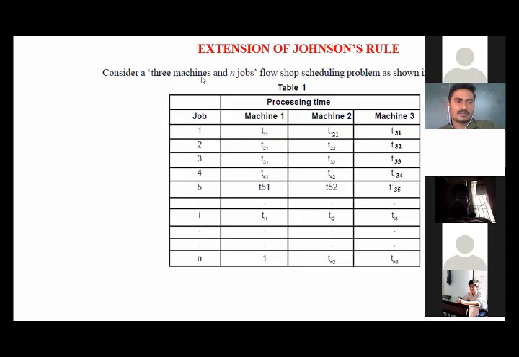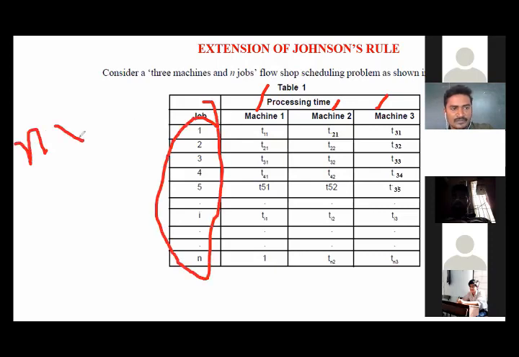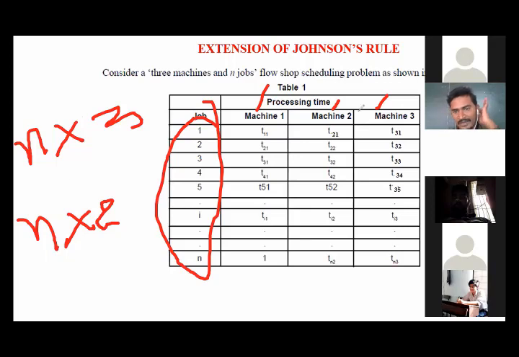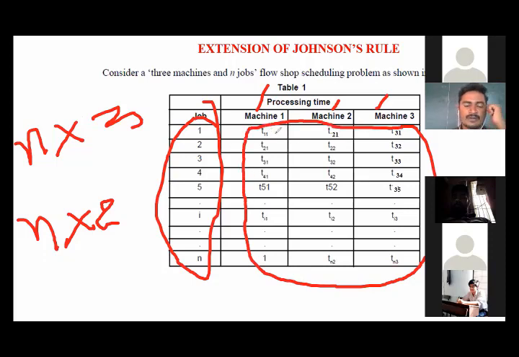Coming to this extension of Johnson's rule, here we are going to take 3 missions: mission 1, mission 2, mission 3, and here we are taking n jobs. So n jobs into 3 missions. In the previous case we had only 2 missions, but here we have 3 missions, and these are all the processing times of those 3 missions. Here T11 means the process time of mission 1, job 1. T21 means the process time of mission 2, job 1. T31 means the process time of mission 3, job 1.